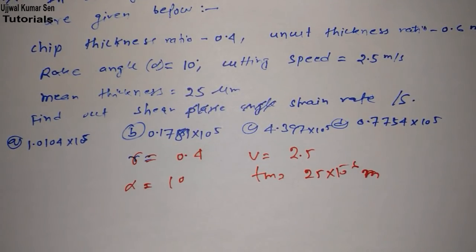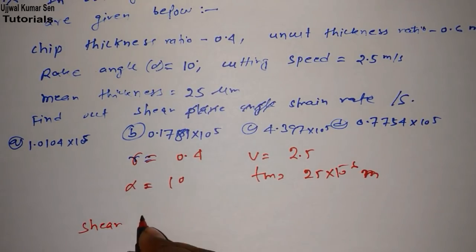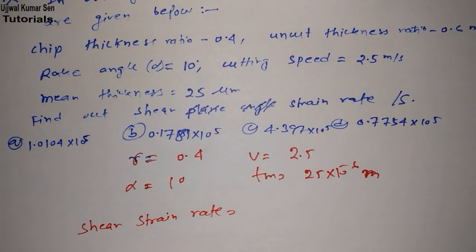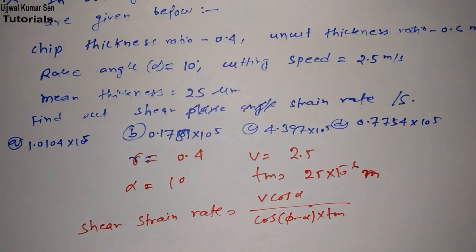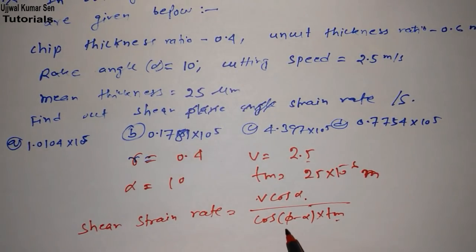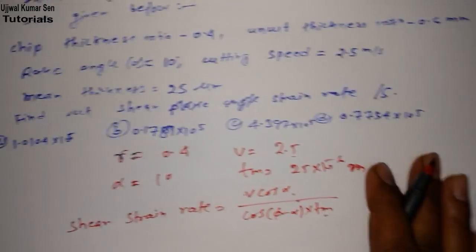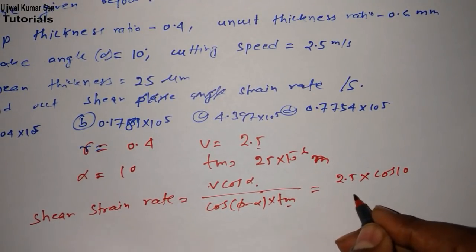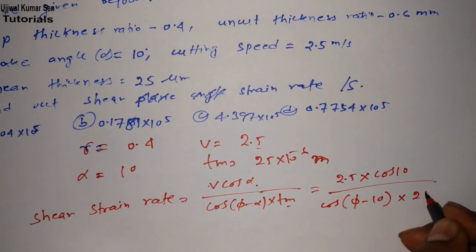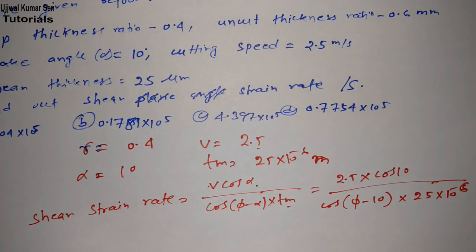Now first of all, write down the formula for finding the shear strain rate. The shear strain rate formula is V cos alpha divided by cos(phi minus alpha) into Tm. Now see what we have been given here. We have V, we have Tm, we have alpha, but we don't have phi. So we have to find phi first to solve the problem. Without finding phi, we cannot solve it. That's why I shared that formula for finding phi. Then we can put that value of phi here and get the answer. So let's write 2.5, all units in meter per second, cos 10, divided by cos(phi minus 10) into Tm, which is 25 × 10⁻⁶. Once we get the value of phi, we can find the answer to this question.